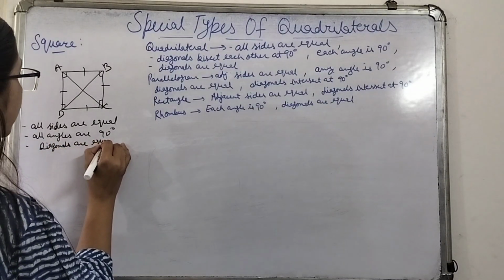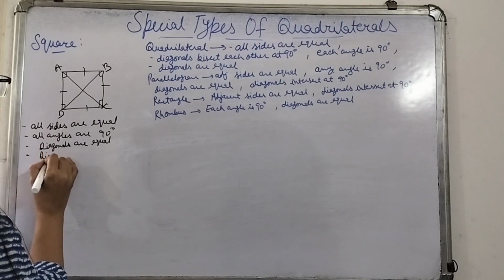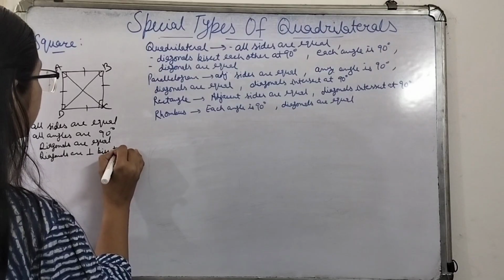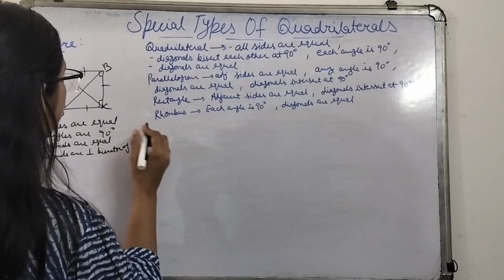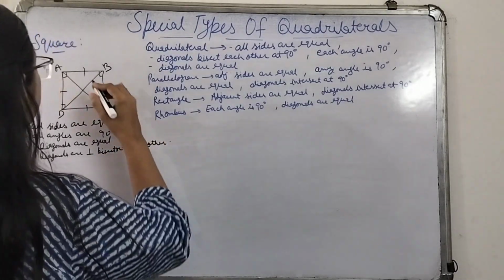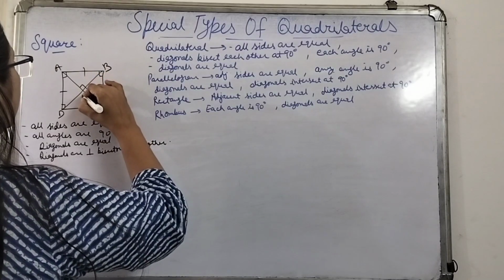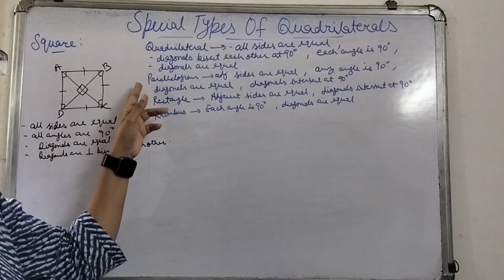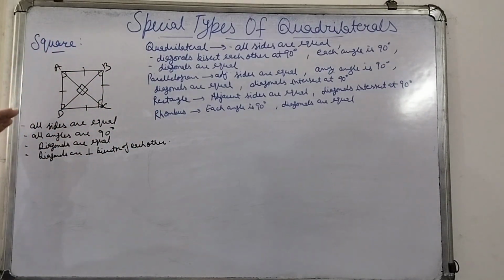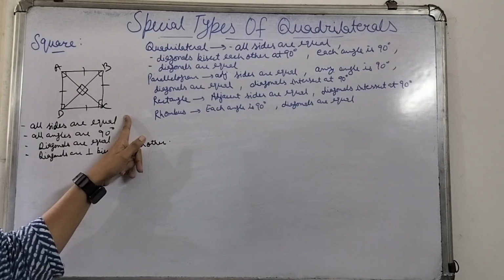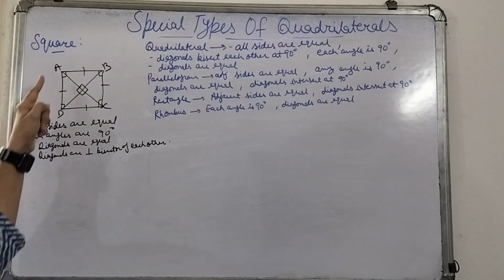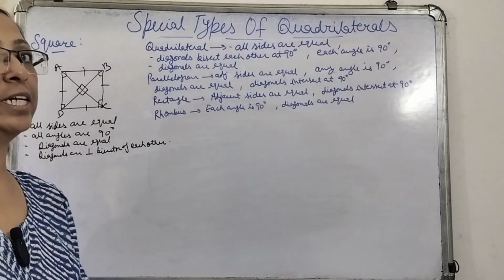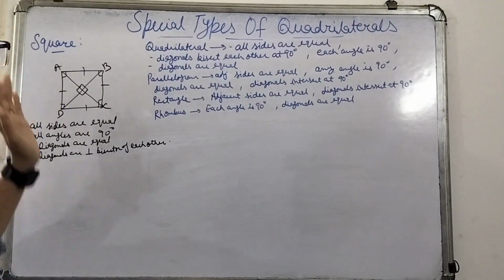Diagonals are equal. Along with that, diagonals are perpendicular bisectors of each other. Both the diagonals bisect each other at 90 degrees. That means these angles are 90 degrees. So along with all the properties of a parallelogram, what properties does a square have? All four sides are of equal measurement, all the angles are 90 degrees, diagonals are equal, and diagonals are perpendicular bisectors of each other. All these are the special properties of a square.